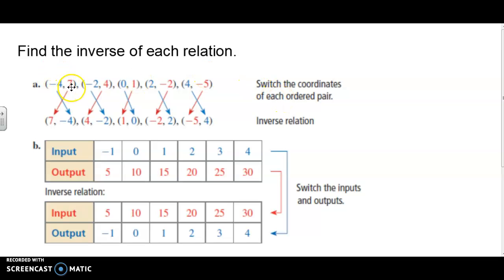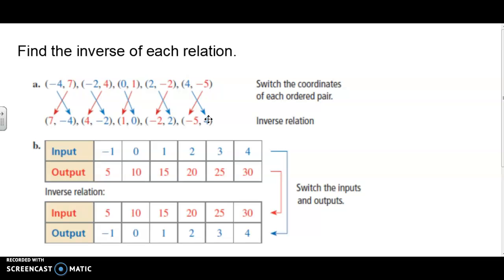So negative 4, 7 turns into 7, negative 4. Negative 2, 4 turns into 4, negative 2. 0, 1 turns into 1, 0. 2, negative 2 turns into negative 2, 2. And 4, negative 5 turns into negative 5, 4. You just switch the x and the y, and that's when you get your inverse relation. So the inverse is when you switch the ordered pair around. The x goes in the y spot, the y goes in the x spot.